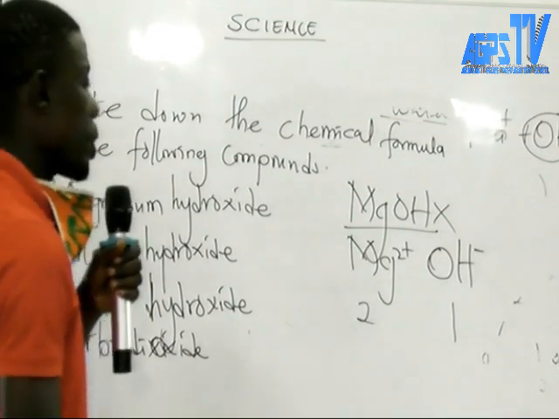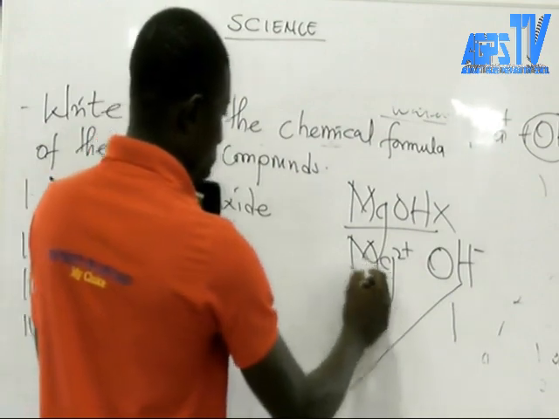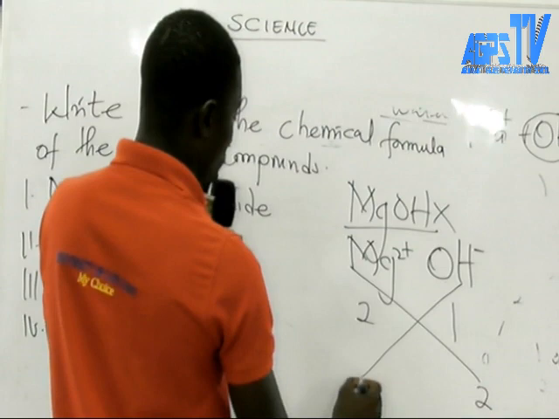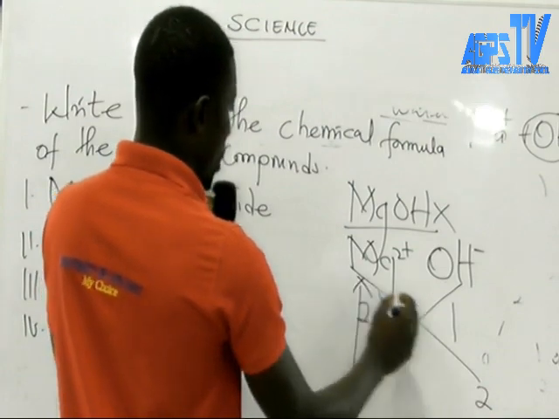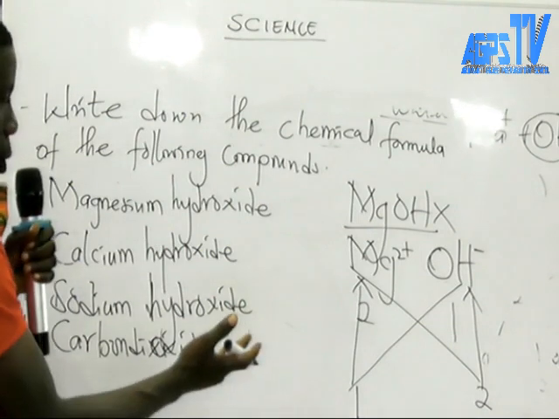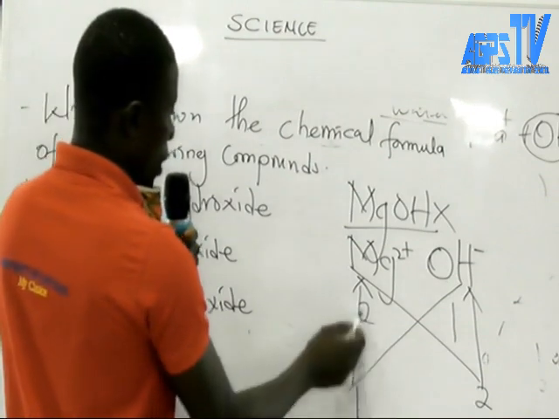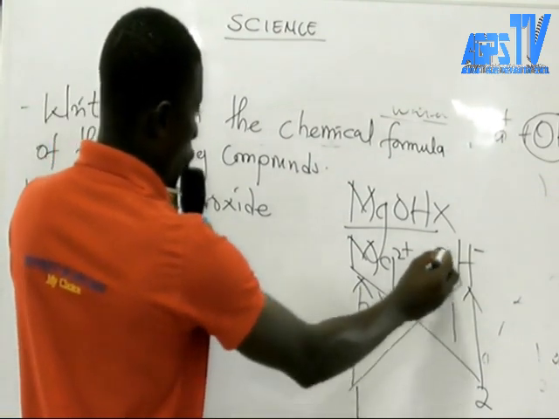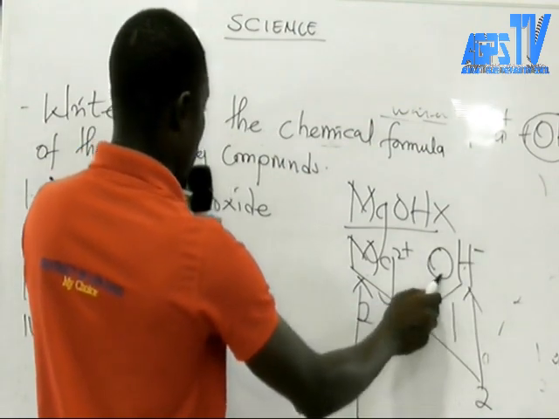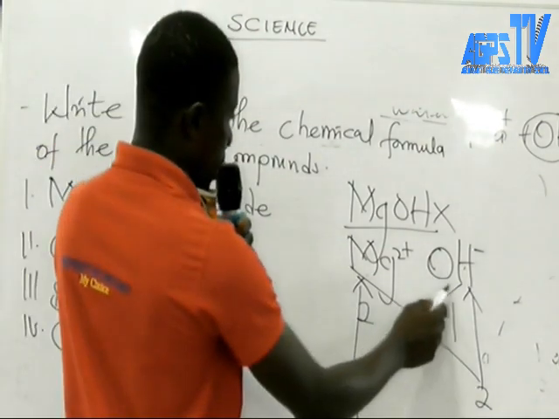Now, before you write down the chemical formula, you do what? You cross like this. So this 2 will come here, and this 1 will come here. So this 2 belongs to the OH. I hope you can see it on the board. But we have OH here, so it means that the 2 is affecting the oxygen and the hydrogen.